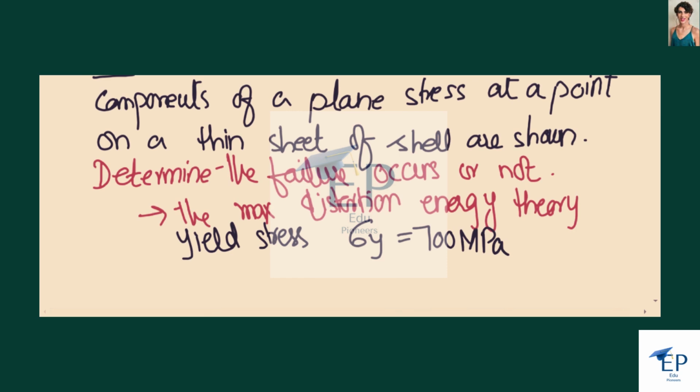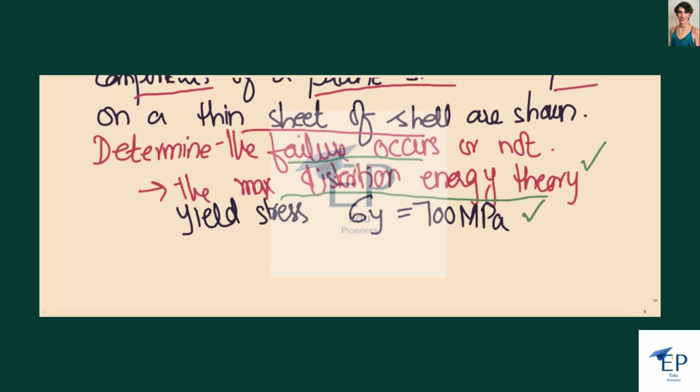This question is very simple, right? We are shown the components of a plane stress at a critical point on a thin sheet of shell, right? And we need to determine whether the failure, which is basically yielding, occurs. Whether the material yields or not. We need to base our working on the maximum distortion energy theory. And the piece of information that is given to us is that yield stress is equal to 700 megapascals, right? So let's start with the solution.